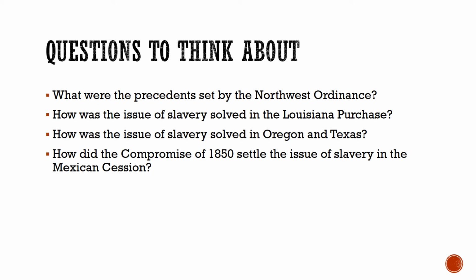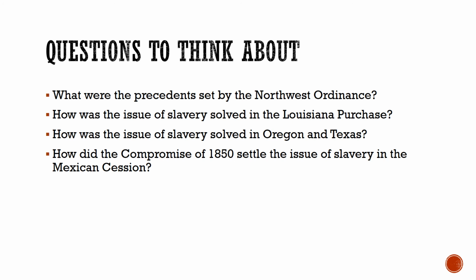So coming back to our questions to think about, what were the precedents set by the Northwest Ordinance? First, it has to do with the fact that any new territory incorporated into the United States would be of equal status with the existing states. There wouldn't be any sort of second-class citizens or second-class territories. It also sets up the path for statehood. Once you get 5,000 settlers, you set up a territorial government. Once you get 60,000 settlers, you apply for statehood.